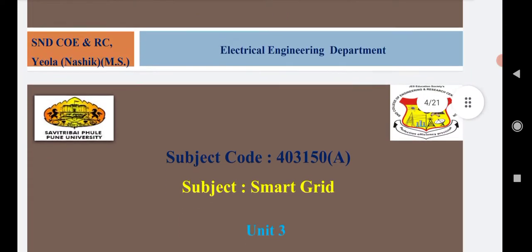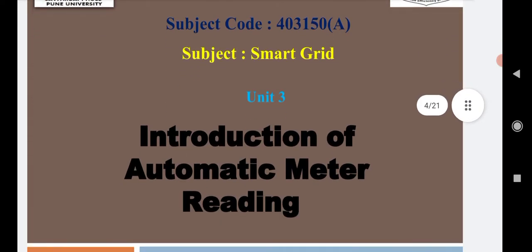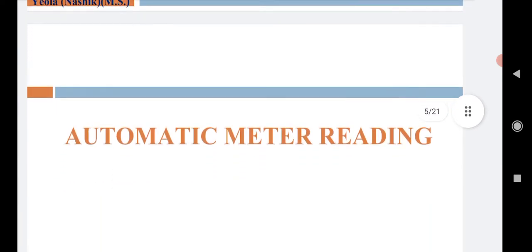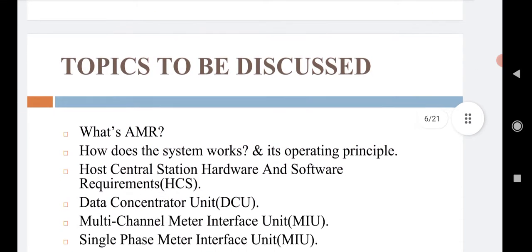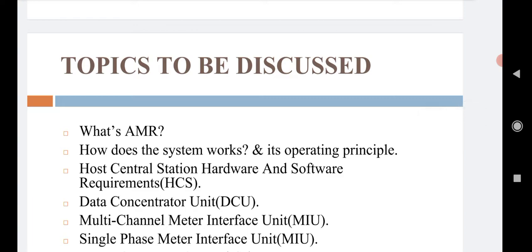Today we talk about the introduction of automatic meter reading. This is part of Unit 3, automatic meter reading. So today we have to talk about automatic meter reading. In this session we have to cover the following topics.